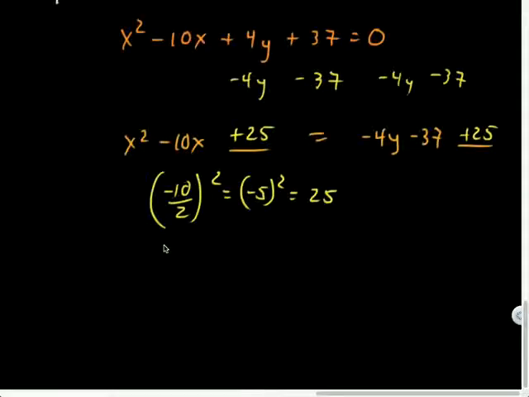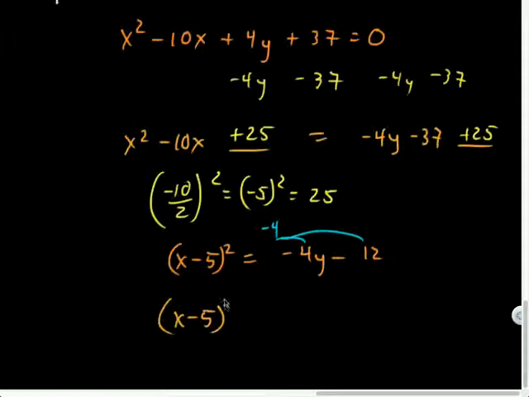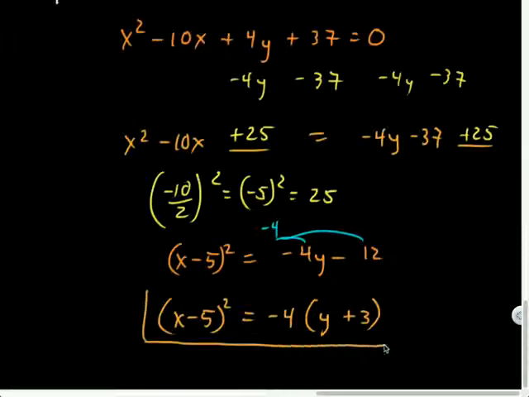Man, I'm literally running out of space on this page. So this is x minus 5 all squared equals negative 4y minus, what's that going to be, 12, I think. And now I've got to factor out this negative 4 from those two terms. So I'm going to take a negative 4 out. So I'll have x minus 5 squared equals negative 4 times the quantity y plus 3. And there we go.